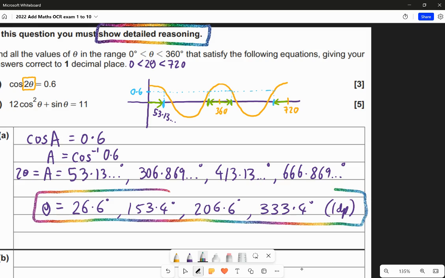So the key thing there is I like finding all the answers for the double angle, so for 2 theta, before I divide by 2. A common mistake people make is finding 53.13, dividing it by 2, 26.6, and then trying to look at the graph and saying, oh, I'll take it away from 360. But that won't give you the right answer. Okay, 360 take away 26.6 does not give you 306, etc. So find all the double angles first and then divide by 2.